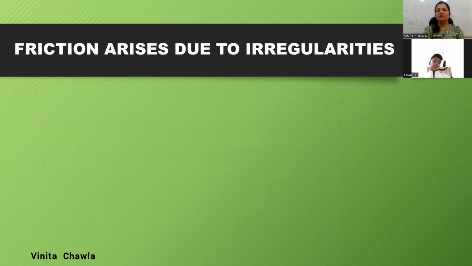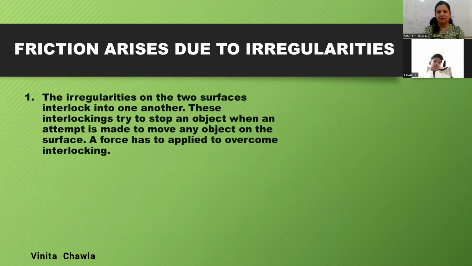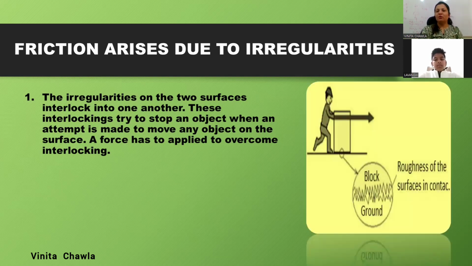Now, friction arises due to irregularities. The irregularities on the two surfaces interlock into one another. This interlocking tries to stop an object when an attempt is made to move it on the surface. A force has to be applied to overcome the interlocking, as I had discussed already, that no surface is perfectly smooth. So there are irregularities on the surface.